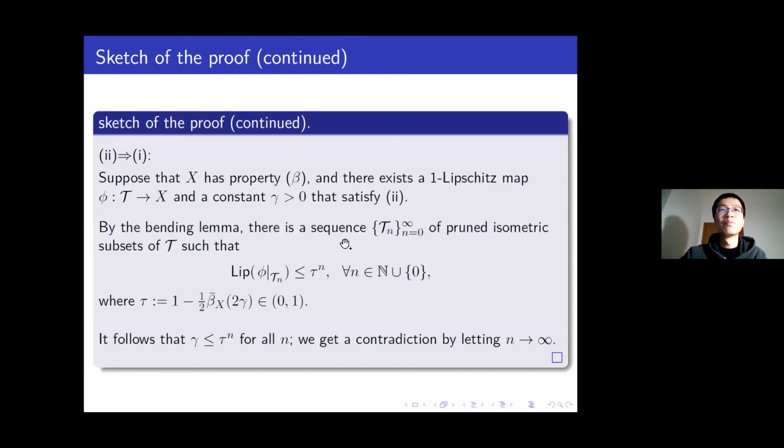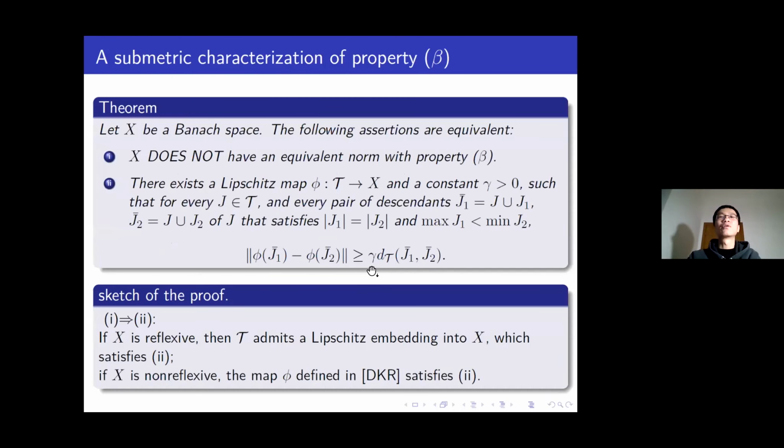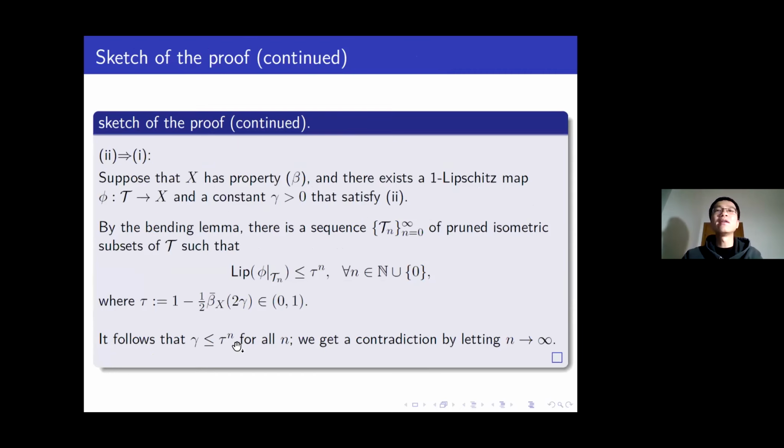Gamma is this here, because you know from item 2 that for vertices of the same height, if they are far apart, then the distance between their images must be controlled from below. It's at least a constant times the distance between J1 bar and J2 bar. So the Lipschitz constant is actually at least gamma. So again, you let n tend to infinity, and you get a contradiction.